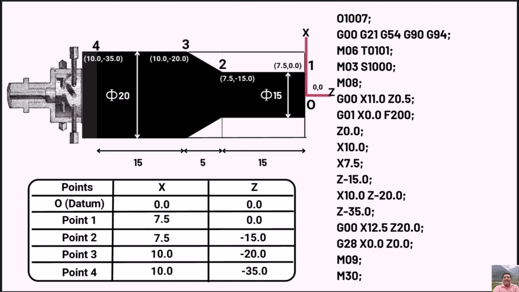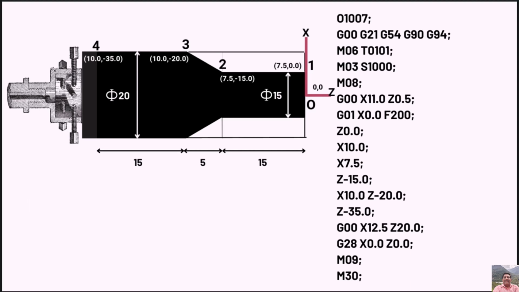The complete program for absolute approach is written here. Let's understand each line or each block one by one. Here, the first line depicts the program number. We can write it any number between 0 to 9999.